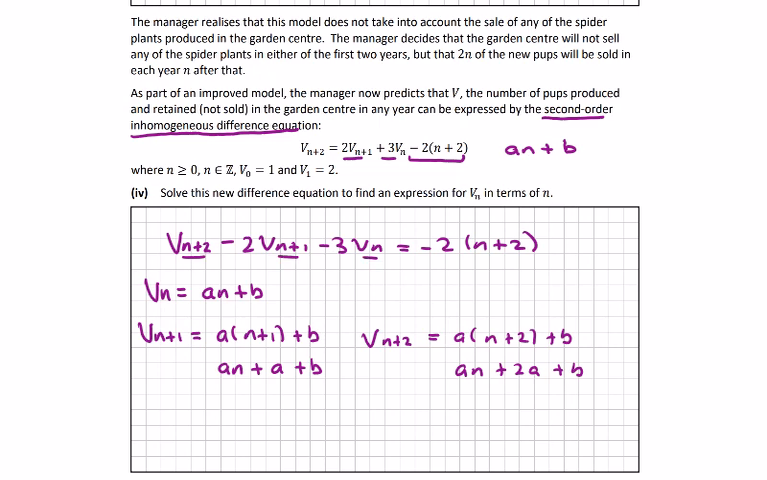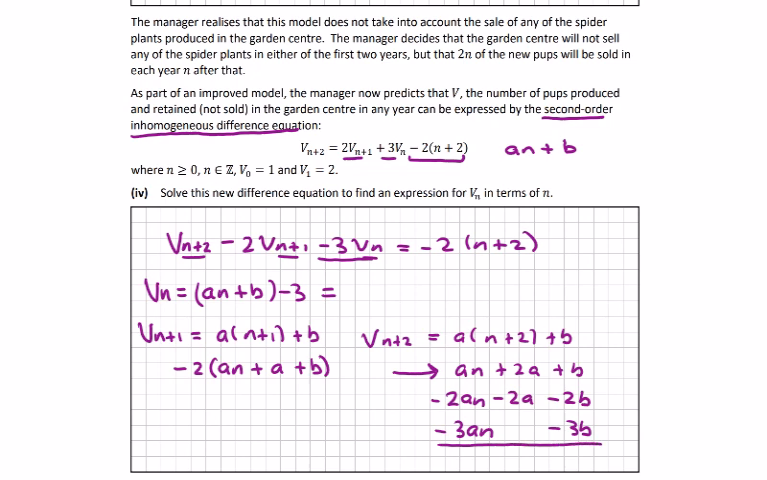So I need Vn plus 2. So I'll start with this one here. Minus twice this one will be minus 2an, minus 2a, minus 2b. And minus 3 times Vn. This one by minus 3 will be minus 3an, minus 3b, and these will give minus, not 5, minus 4an minus 4b, so that's equal to the right hand side.